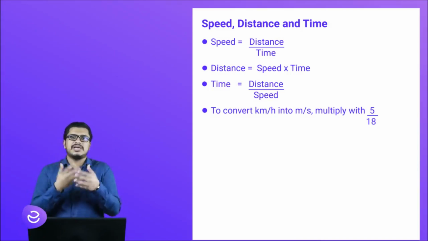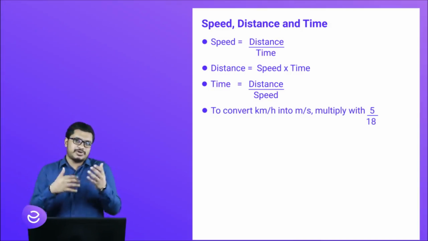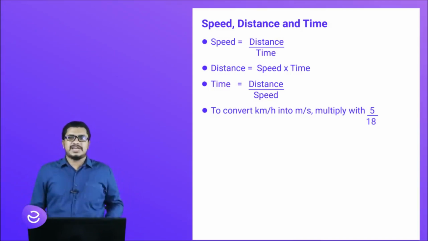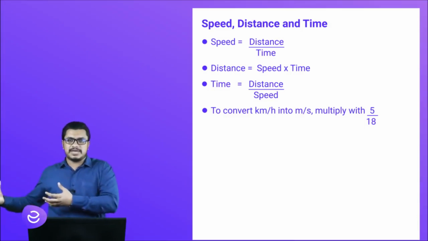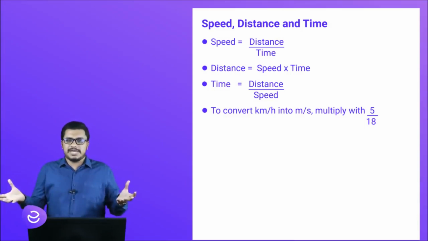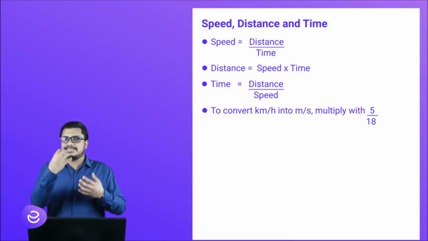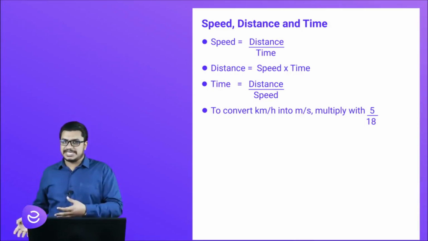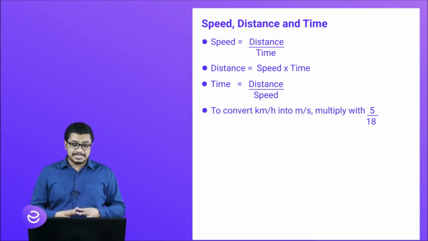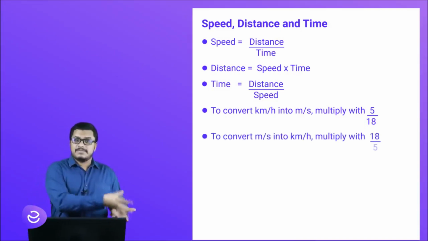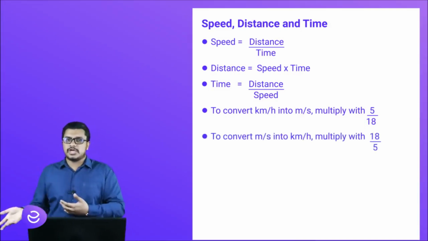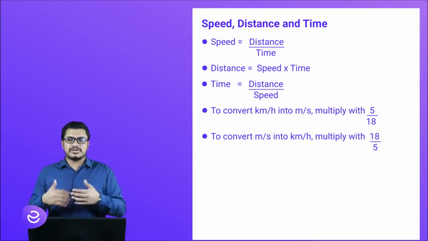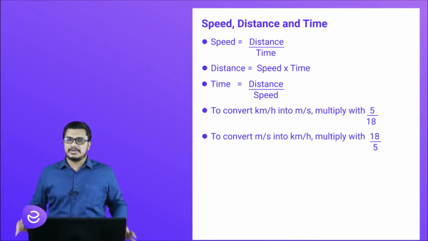So that is actually a magic number. Don't ask why it is 5 by 18. There is a logic behind that, but we don't have to go into it. Just assume that it is a magic number, and to convert kilometer per hour into meter per second, multiply by 5 by 18. And if you have meter per second and want to convert it into kilometer per hour, just take the reciprocal and multiply by 18 by 5.